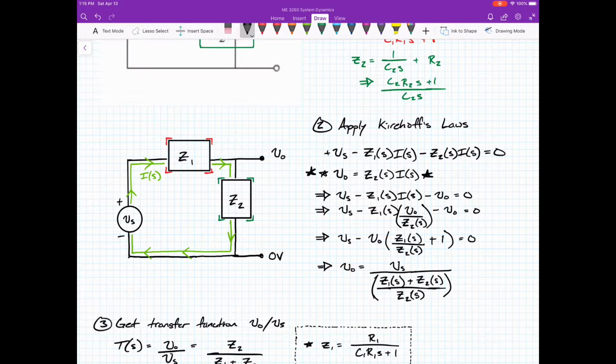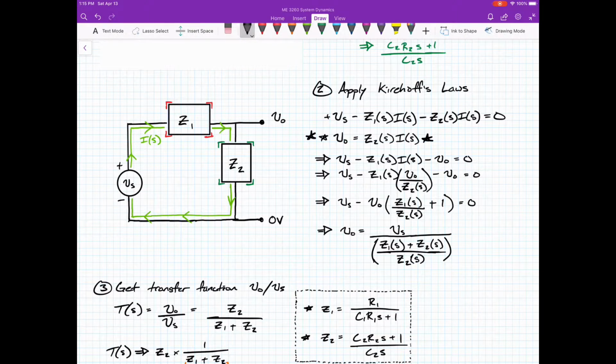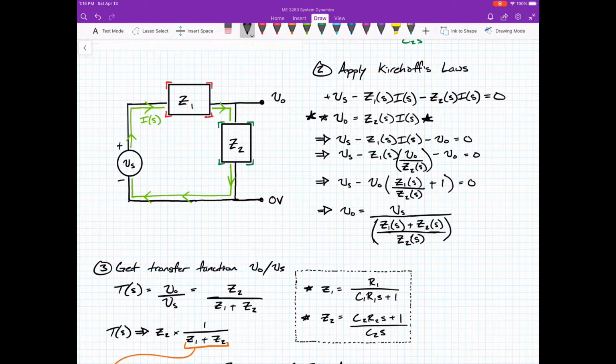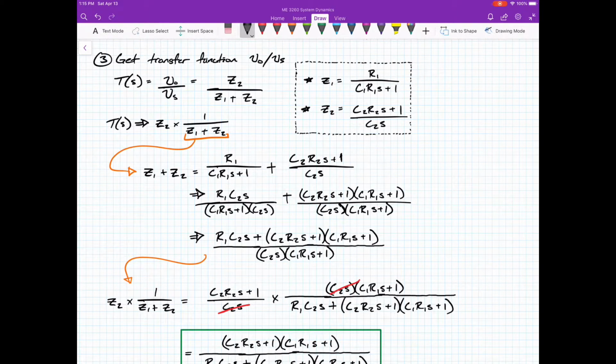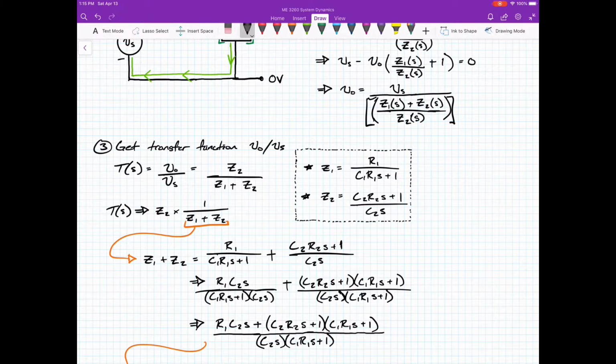And that's going to allow us to then simplify the expression that we get from Kirchhoff's loop law all the way down to V sub 0 being equal to the input function, which is V sub s, over this big quantity here, which is Z1 plus Z2 all over Z2. So then from that, we can find the transfer function, which we know is V0 over Vs. And then taking that, we recognize through some algebra that it is then equal to Z2 over Z1 plus Z2.